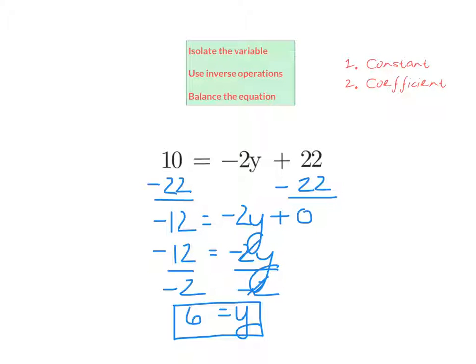And just going through the equation and what we've done, we first balanced the equation by taking 22 off of each side of the equation. We rewrote our equation, and then we balanced it again by dividing both sides by negative 2 to get our solution of y is equal to 6. This is the end of our video on solving two-step equations.